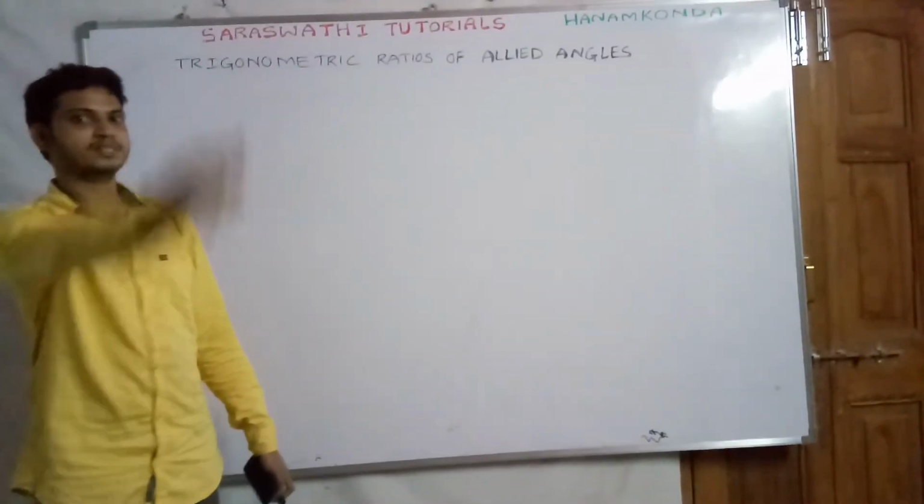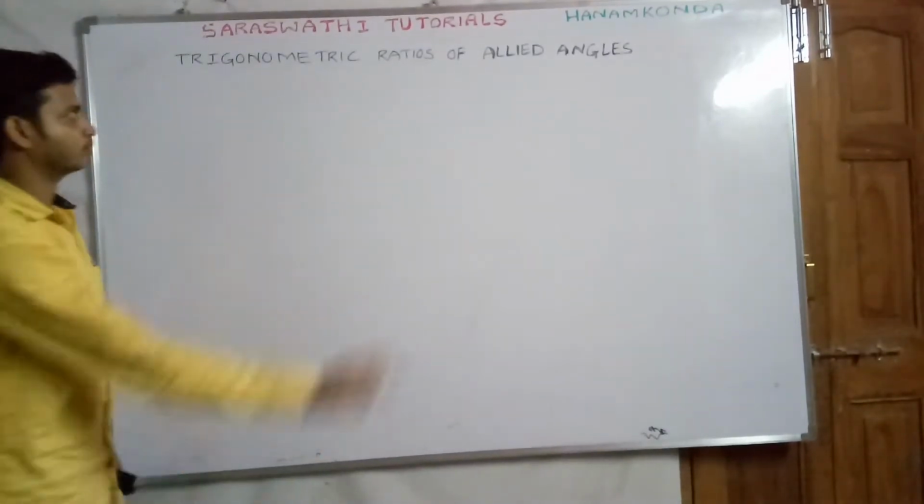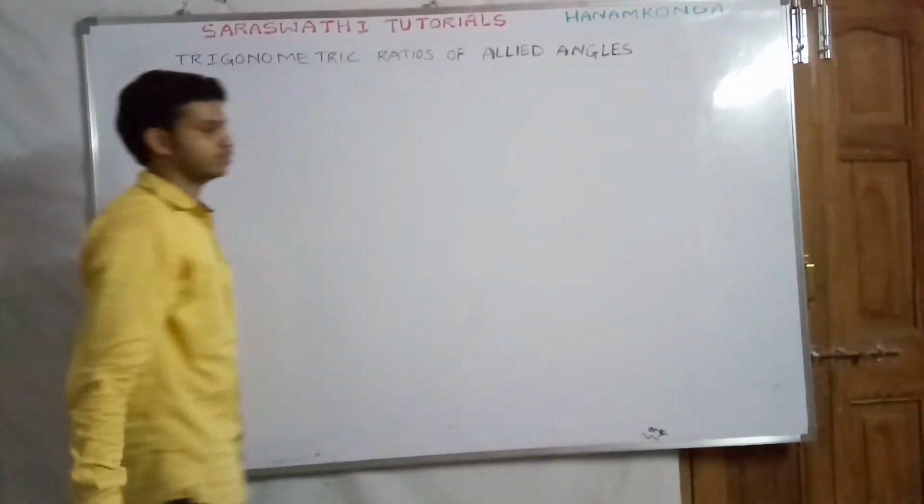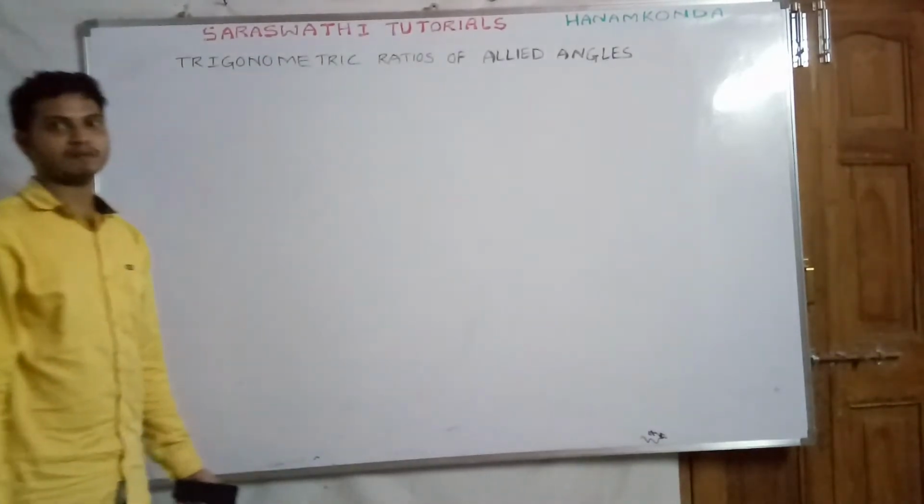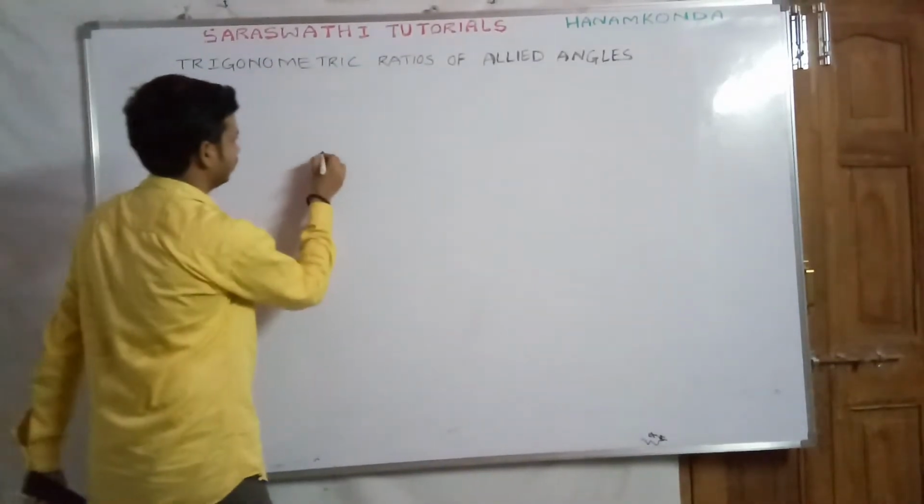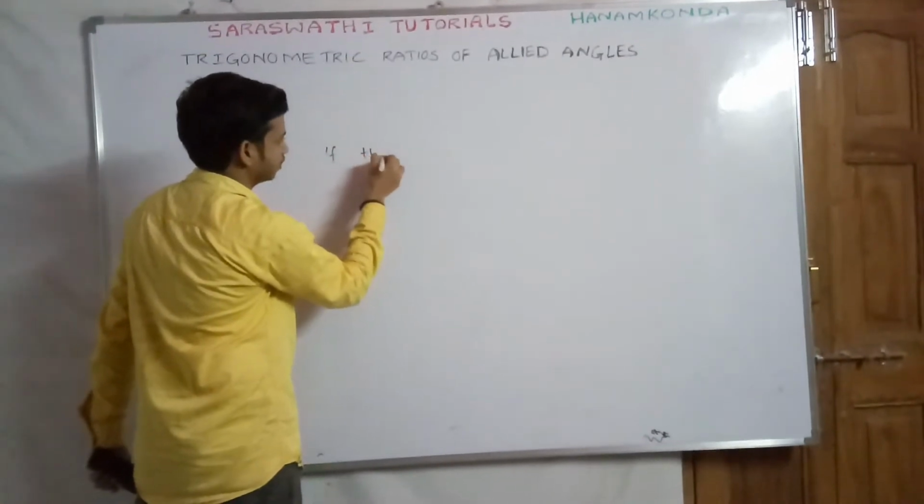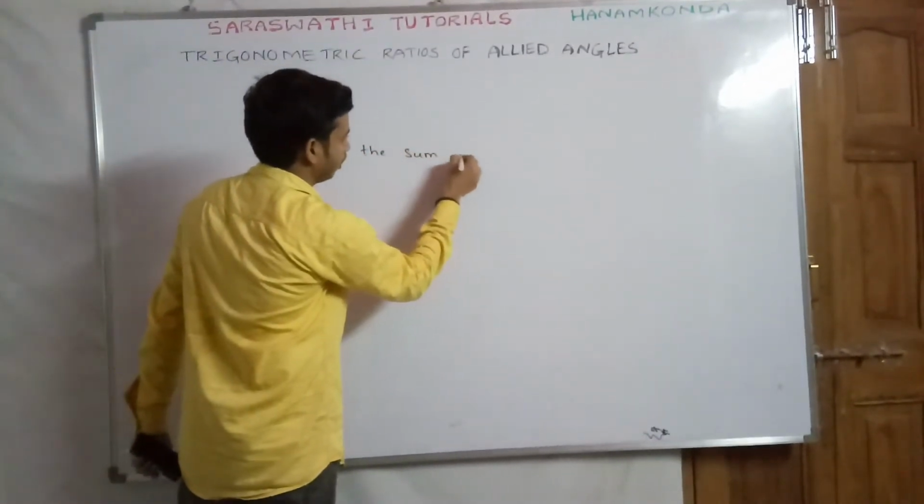In this video, we are going to discuss the trigonometric ratios of allied angles. If the sum or difference of two angles is equal to 0 or an integral multiple of 90, then they are said to be allied angles.